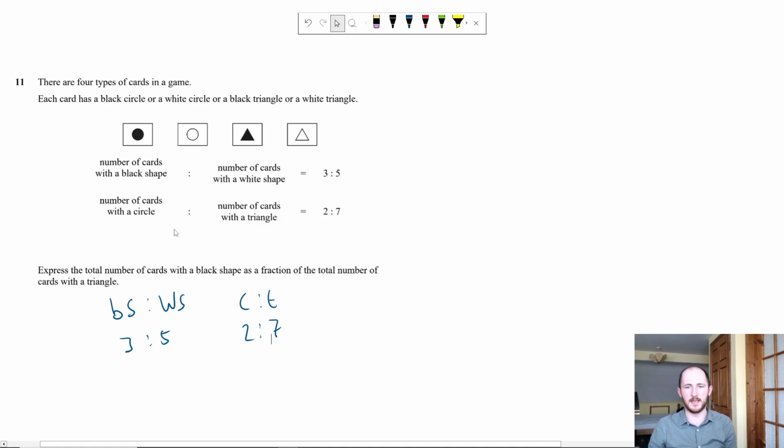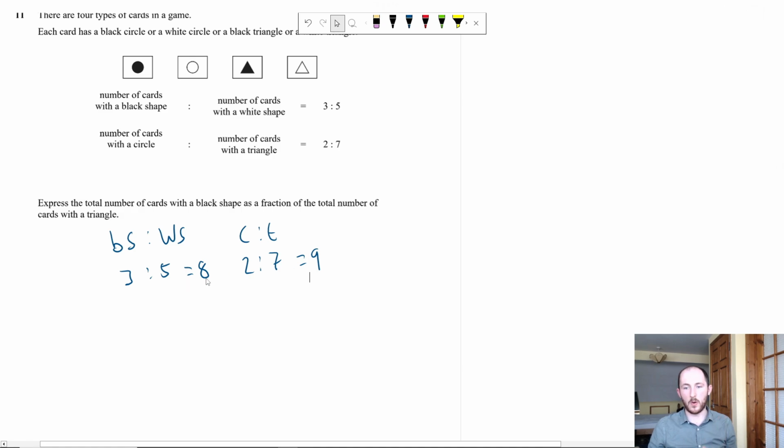In this case, can you see that if I add the black and the white shapes, I should get the same number as the circles plus the triangles, right? Because all shapes are either black or white, and all shapes are either circles or triangles. So in total, they should have the same number of parts, right? So if I add the number of parts for the BS to WS, that's 8. Add it for the circles to triangles, that's 9. So all I need to do is make these number of parts the same.